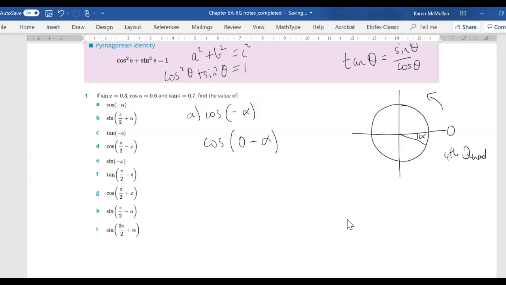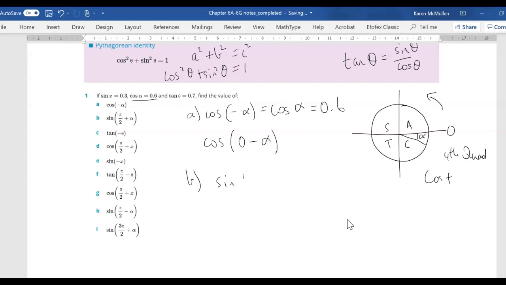And in the fourth quadrant, cos is positive. Remember A, S, T, C. So in the fourth quadrant, cos is positive, so cos negative alpha is the same as cos alpha. And if we look at our question, cos alpha is equal to 0.6, so cos negative alpha is also equal to 0.6. Okay, let's go on to B.